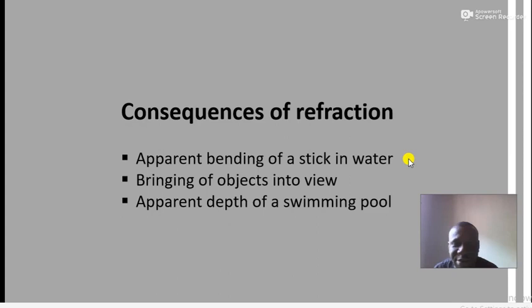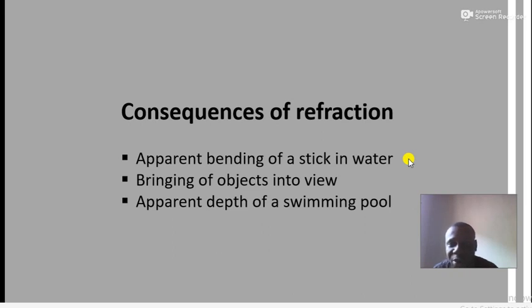One of them is the apparent bending of a stick in water. That stick could be a rod. The second one is the bringing of objects into view. The third one is the apparent depth of a swimming pool when viewed by an observer at a distance from the swimming pool. Usually the observer sees the swimming pool to be nearer or shallower than it actually is. That means the depth appears to be shallower. Why? This concept will be studied in the next video or perhaps subsequent videos.